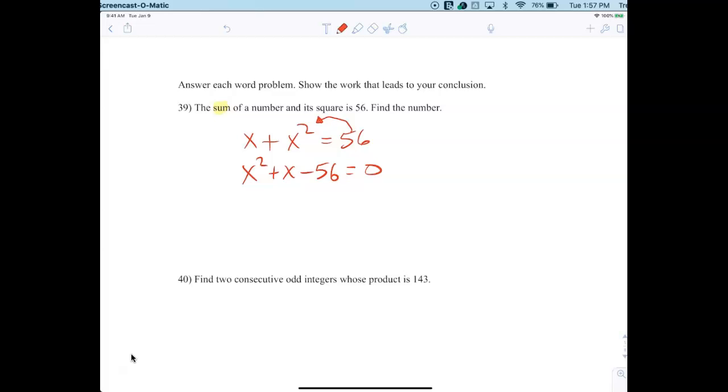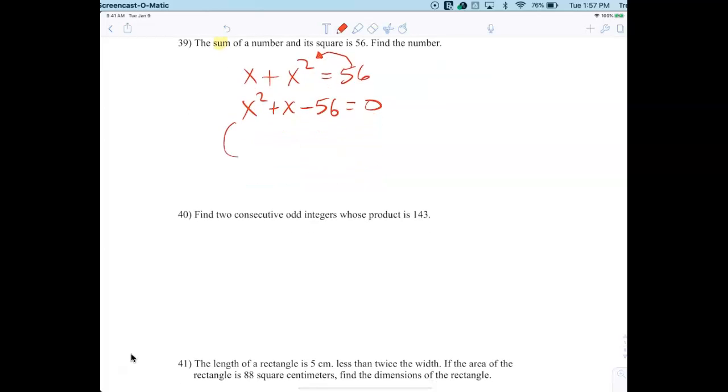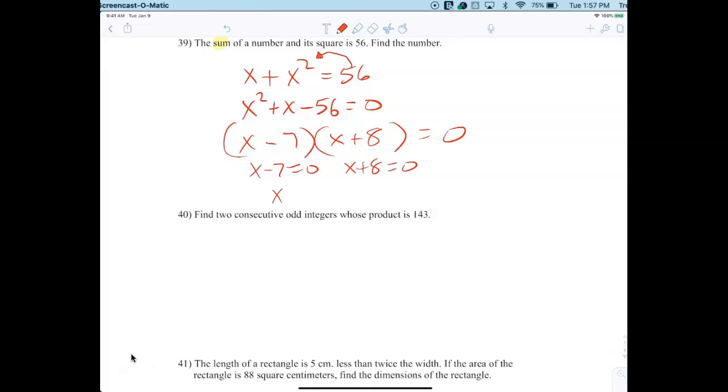Now can I factor? Here we go. 2 sets of parentheses. X and x. What are the factors of 56 that make 1? 7 and 8. So I put 7 and 8. All right, now what? Minus 7, plus 8. So your options, x minus 7 could equal 0, or x plus 8 could equal 0. So x is equal to 7, or x could equal what? Negative 8. Everybody hearing me?